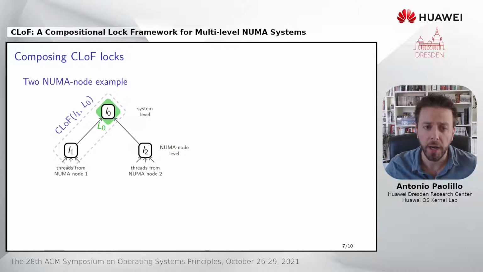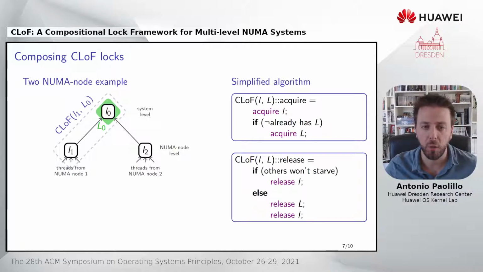We call a CLoF lock a composition of a low-level lock with a high-level lock, for example, L1 with L0. Assume a thread acquires L1 then L0, and is currently in its critical section. Once it wants to leave the critical section, it has 2 options. Either it releases L0 and then L1, allowing threads of the other NUMA node to acquire L0 and enter the critical section, or it releases only L1 and passes L0 to the next owner of L1. In this way, keeping the critical section in the same NUMA node. After some time, threads are forced to release L0 to avoid starvation of the other NUMA node.